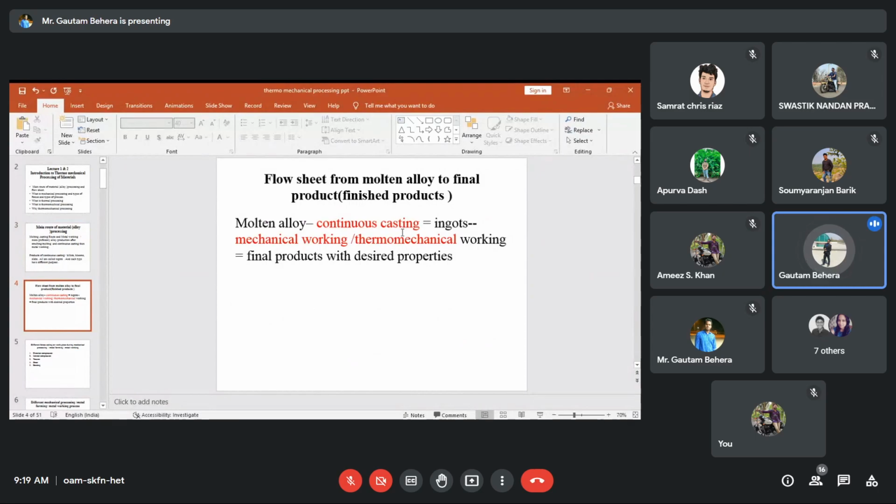So this is the flow sheet. The solidified ingot will undergo mechanical working or thermomechanical working. Either you can say mechanical working or thermomechanical working, and we'll see the difference soon. Then we'll get final products with desired properties. So this is the simple flow sheet: molten alloy production, continuous casting, then finally mechanical working or thermomechanical working, and you get final products. The final products are basically maybe coils, strips, rods, or bars, and those have particular uses.